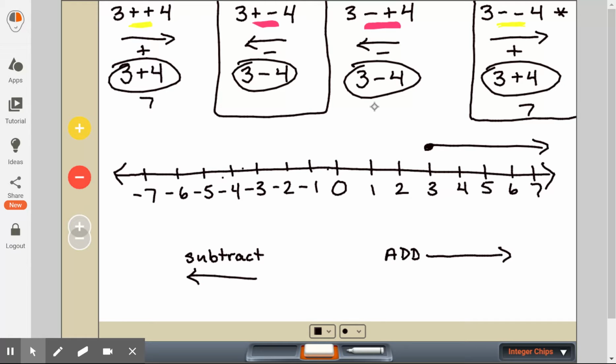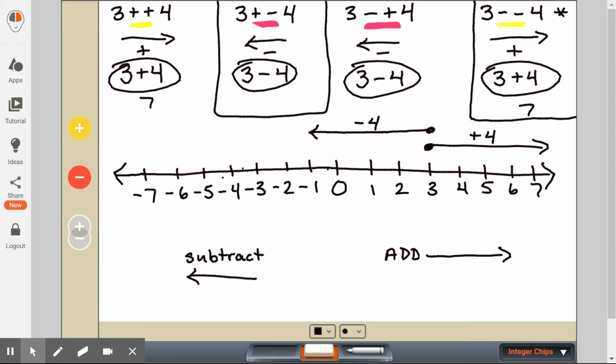The other two, adding a negative or subtracting a positive, will do the opposite. They will subtract by 4. So starting at 3, they will subtract 4. When you subtract, you move to the left. When you add, you move to the right.